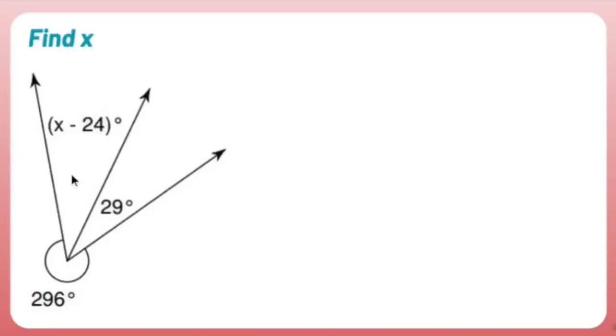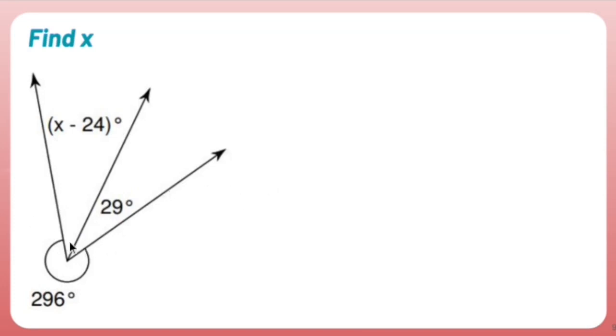Find x where this angle right here is 29. This angle right here is x minus 24, and this huge angle is 296. Now, do these guys add up to make 90? No. Do these guys add up to make a straight angle? No. So not 180. Do these guys equal each other? No, I don't think so. It doesn't look like they do.